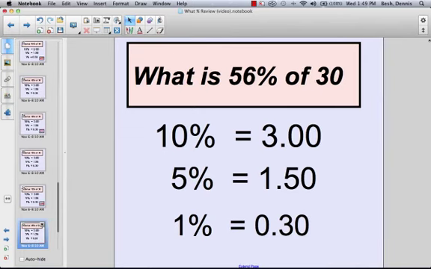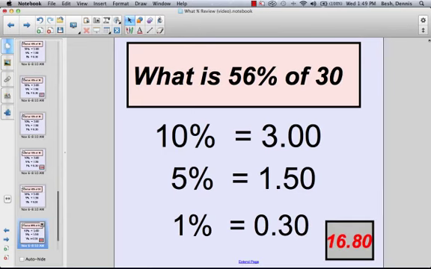You get something like 56%. Sometimes you've got to use a bunch of these in combination. First off, to make 50%, you use 10% 5 times. That gives us 15. Then you have to use 5% once. That's going to give us 16.5. And last but not least, we have to add a 1%, which is 0.3. Because to make 56%, you've got to use 50, or 10% five times, one 5%, and one 1%. And then we get 16.8, or 16.80, as our answer.